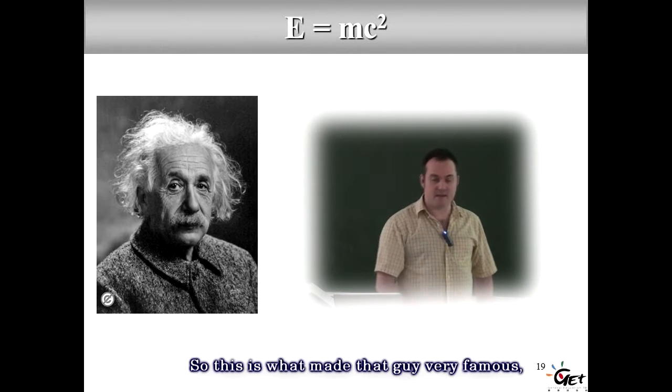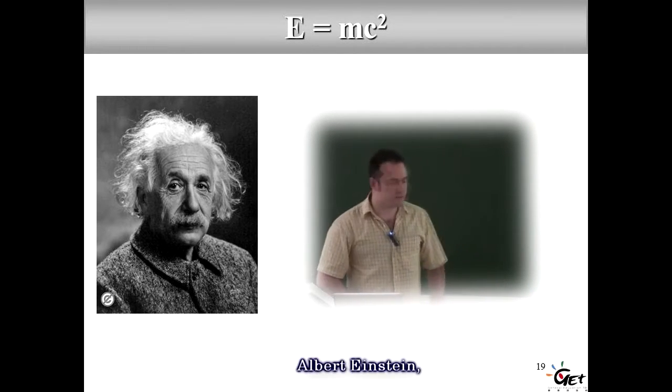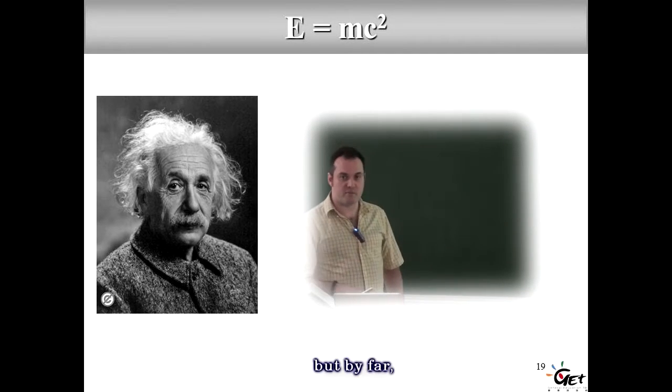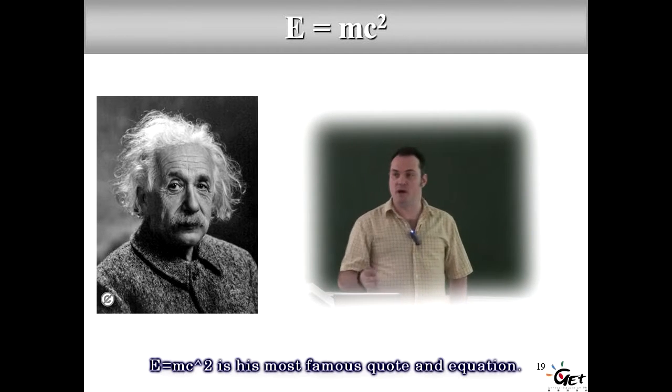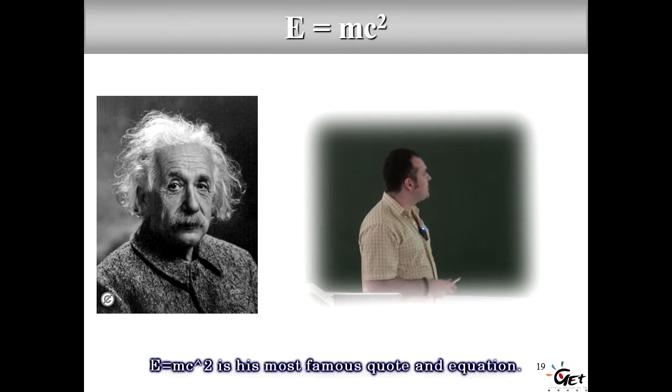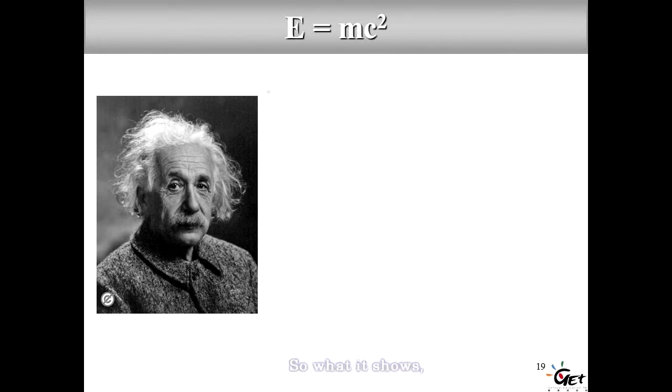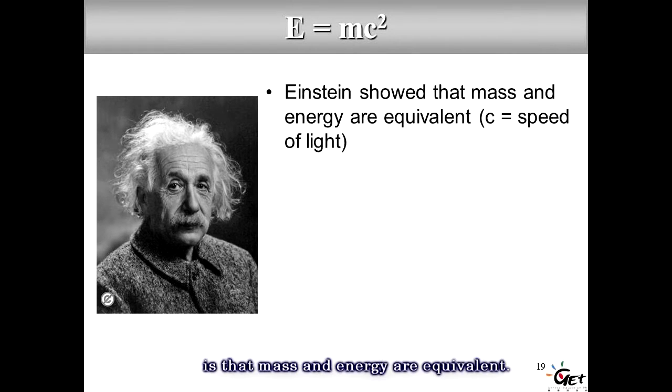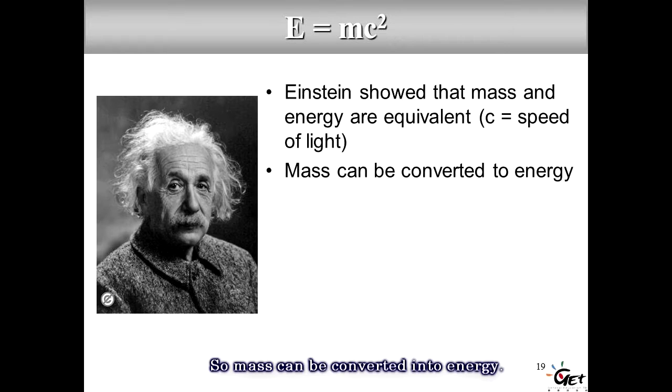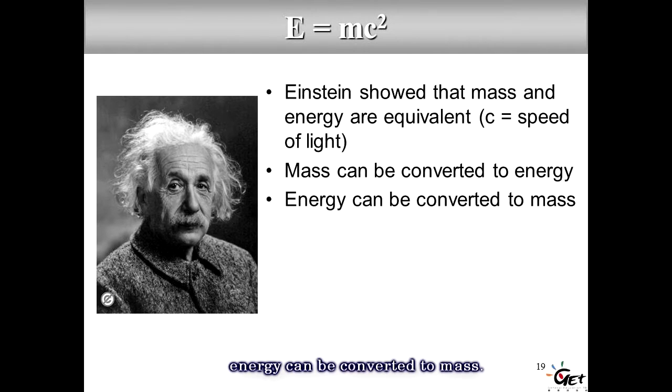So this is what made that guy very famous, Albert Einstein, amongst other things, but by far E equals mc squared is his most famous quote and equation. So what this equation shows is that mass and energy are equivalent. You can jump from one to another. So mass can be converted into energy. And the other way around, energy can be converted to mass.